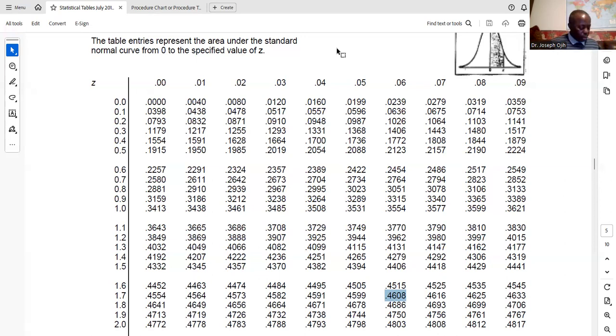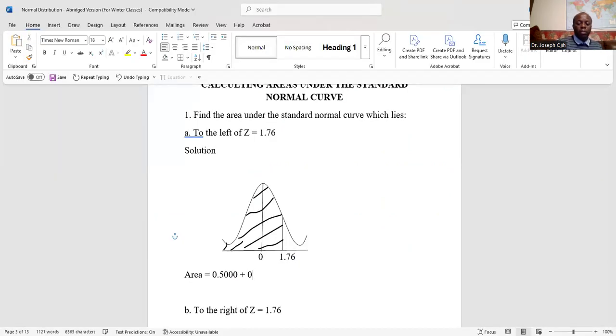0.4608. Okay, so we have found it. We can now go and put it in, and that will give us the answer we are looking for, the area. 0.4608. And if you add them, you can verify this: 0.9608.